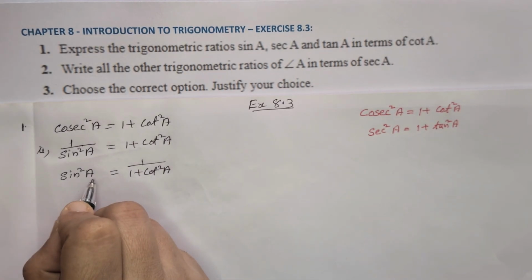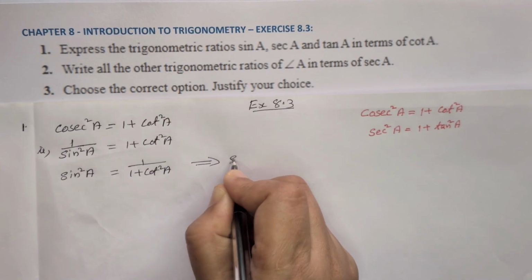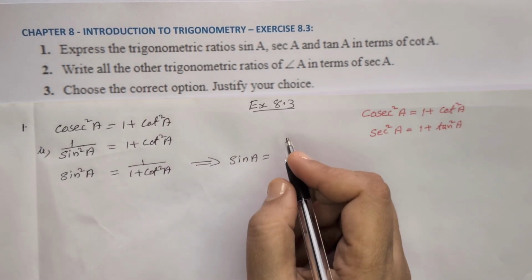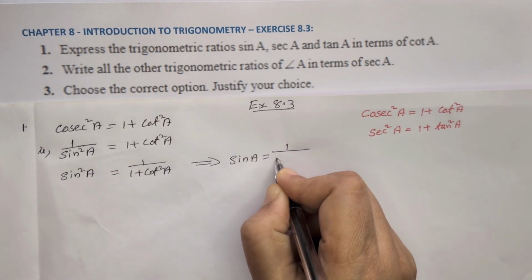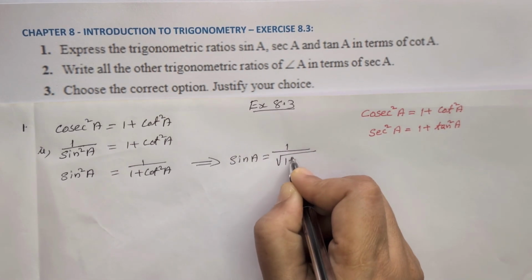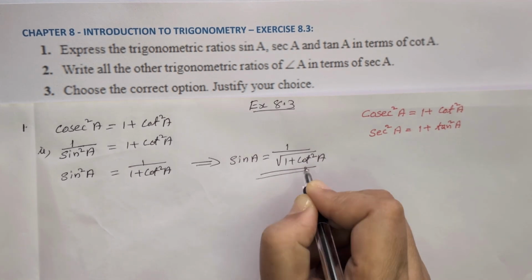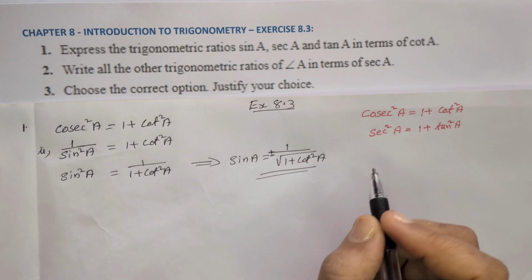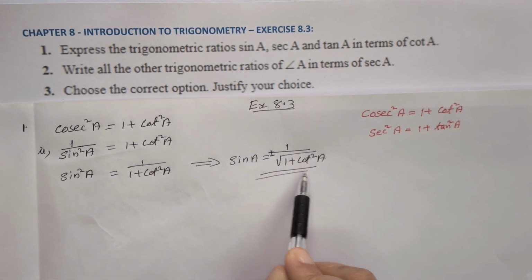Now we have to write sin A, not sin square A. So we can write from that: sin A means square root of the right side term. Square root of 1 is 1 itself. So we can write 1 by square root of 1 plus cot square A. When we are taking the square root, we can put a plus or minus sign also. So now we are getting sin A in terms of cot.